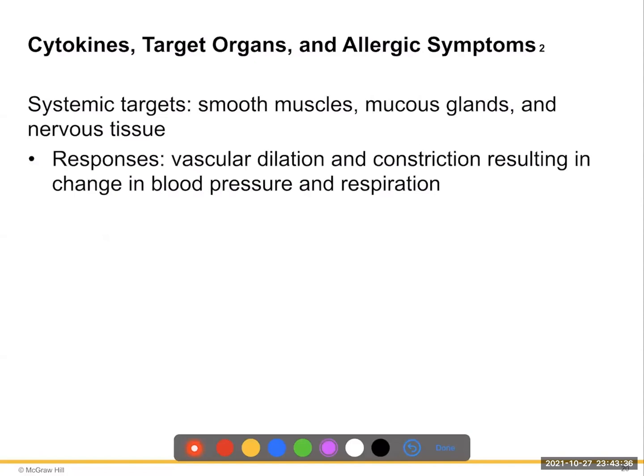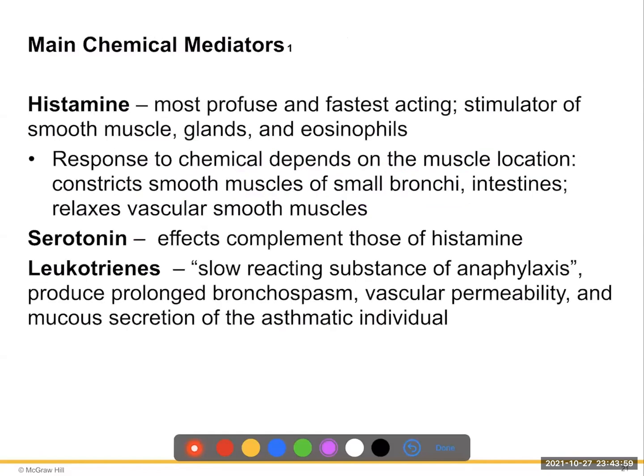So response includes vascular dilation, causes a smooth muscle around your arteries to relax, open up, your vessels dilate, okay, vasodilation and constriction, depending on the allergen. Some will cause constriction, some cause vasodilation, resulting in a change in blood pressure and a change in the respiration rate.